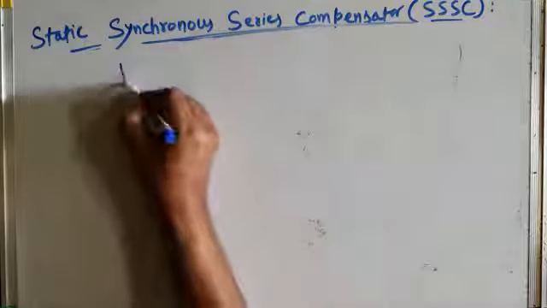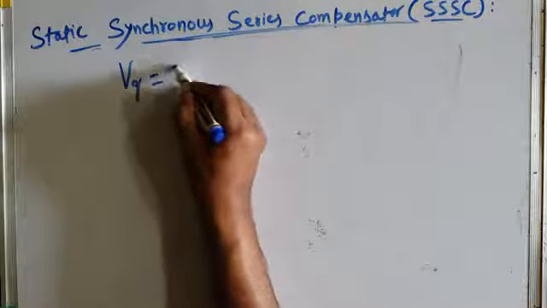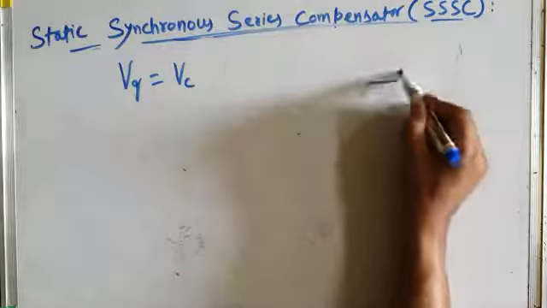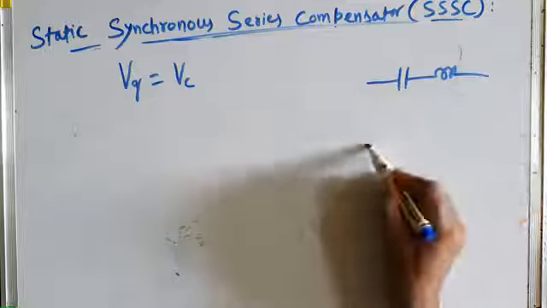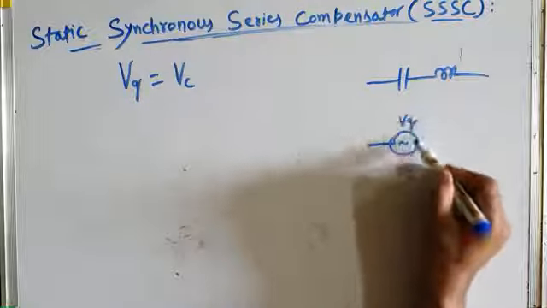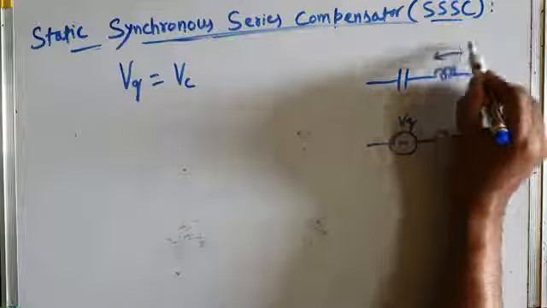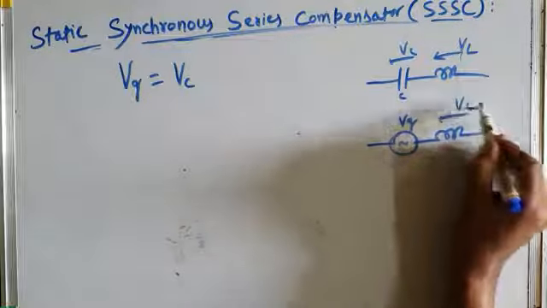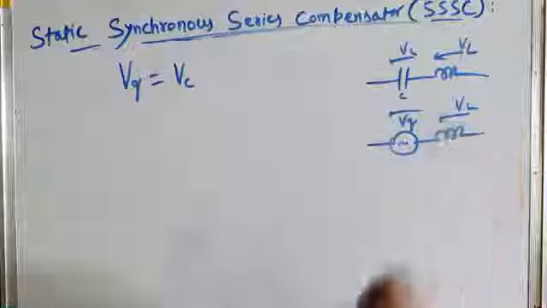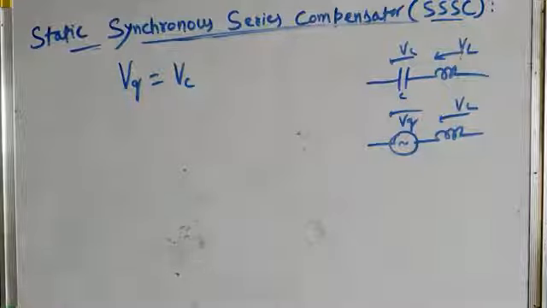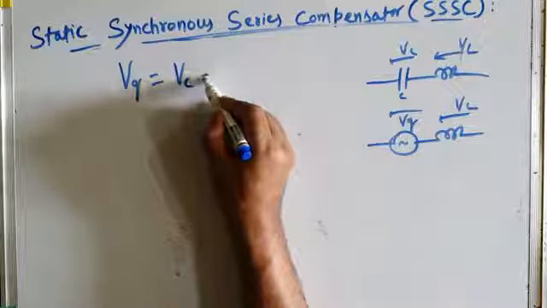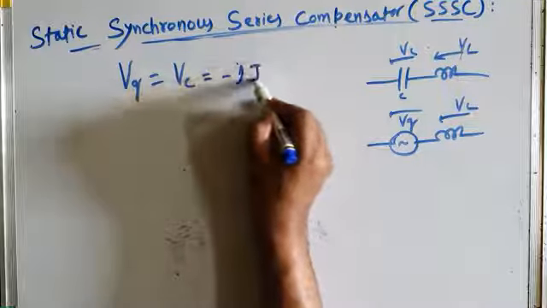So therefore, the injected voltage can be written as voltage across capacitor. I mean, if you consider the two compensations similar, like this capacitive compensation and this synchronous voltage compensation, this is VL, VC, this is VL, and this is VQ. If you draw the comparison between the two, they behave similarly. So this injected voltage is same as capacitor voltage, and that is equal to minus jI into XC.